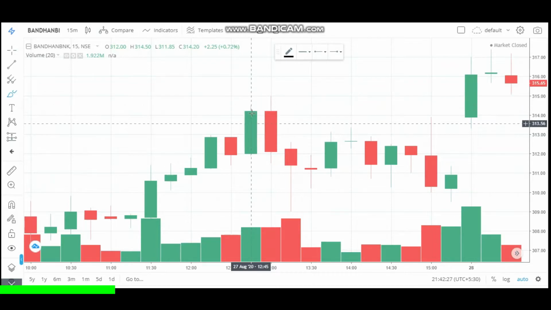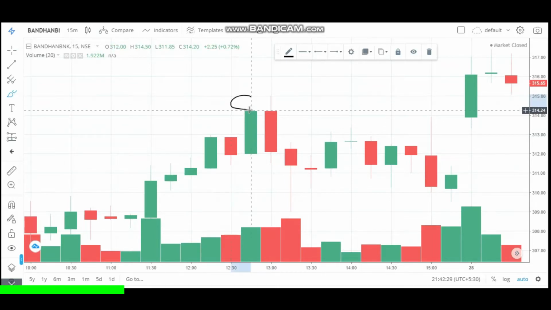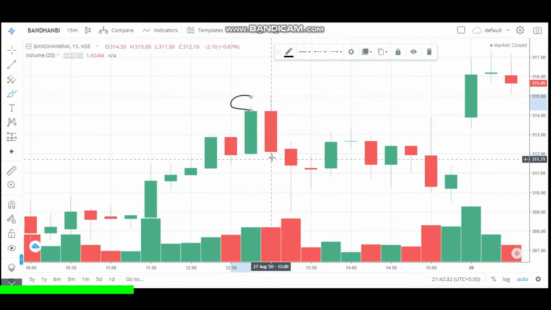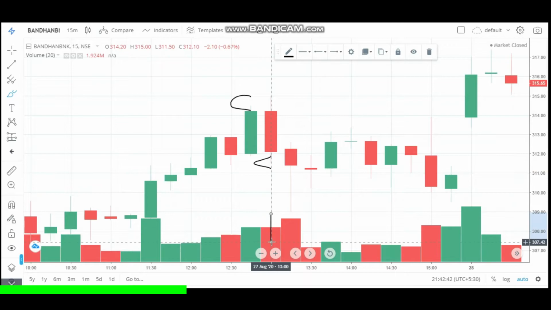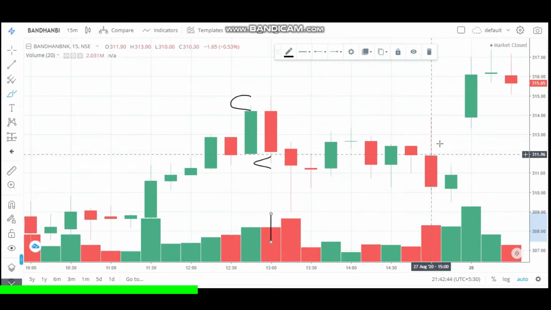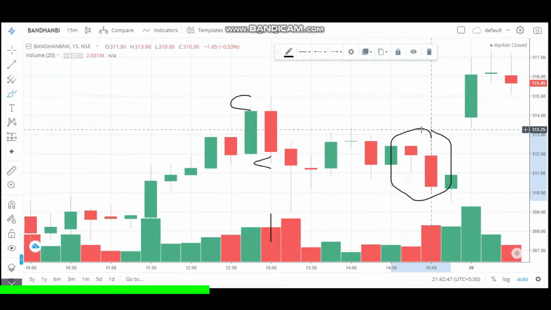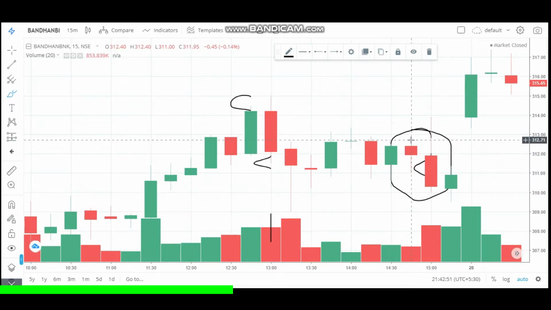So this green candle has closed up here and the next candle closed down, because red candles always close downwards. So if the closing of the candle is below the previous candle, the volume will be in red color. So here we can see two back-to-back red candles. This second candle closed below the first candle. So that's why the volume is in red color.